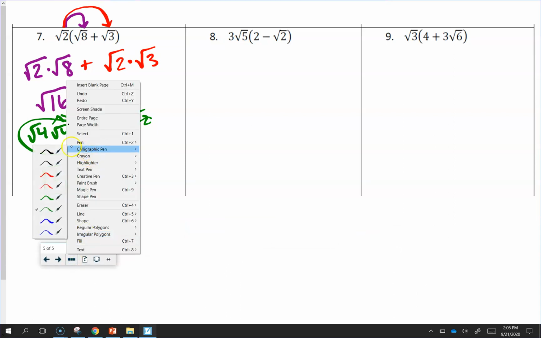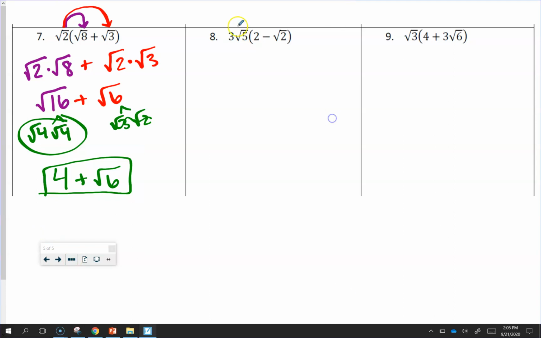Number 8. We're going to take 3 square root of 5 and distribute that. So notice I have an outside and inside piece. So 3 will only be multiplied to other things that are outside of the radical. Square root of 5 will only be multiplied with other things that are inside the radical. Okay? So here I have 3 square root 5 times 2. Well, 3 and 2 are both outside of a radical, so that becomes 6 square root 5.